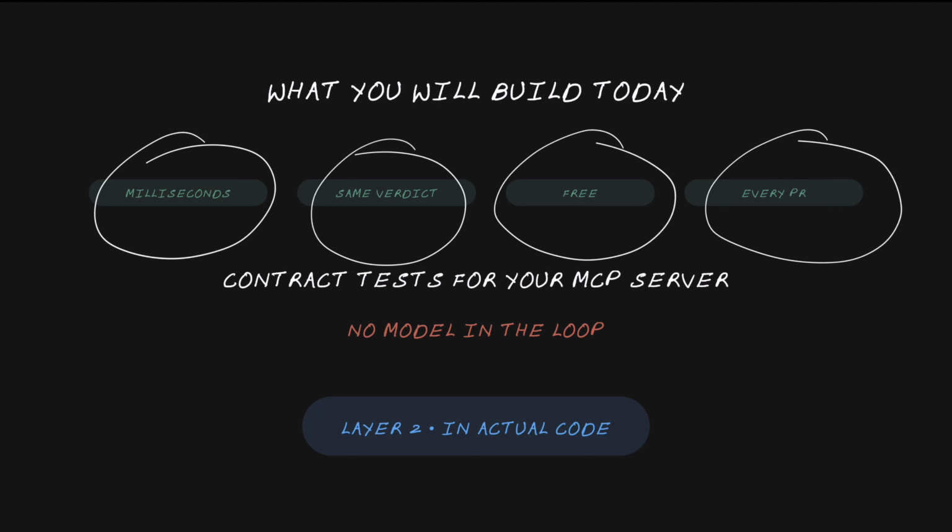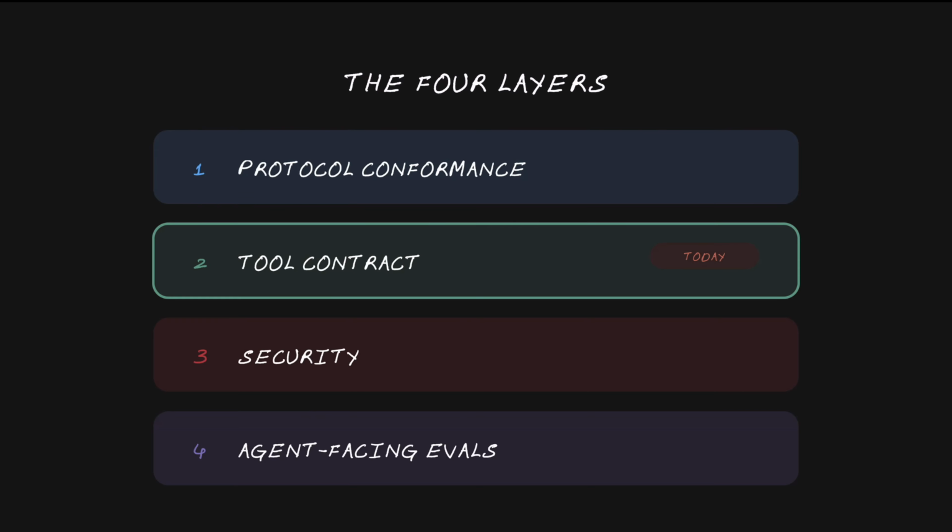And if you watched my previous video on the 4 layers of MCP testing, this is layer 2. So let me do a quick recap in case you missed that video. To put it simply, an MCP server exposes tools to AI agents, and testing it properly takes 4 different layers: protocol conformance, tool contracts, security, and evals. So this video covers the tool contract layer.